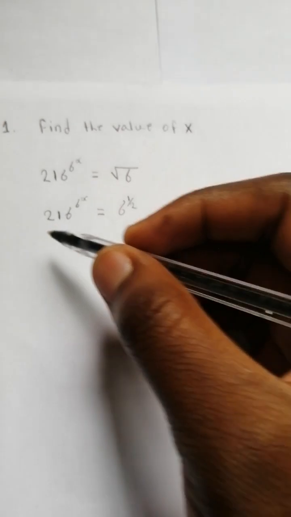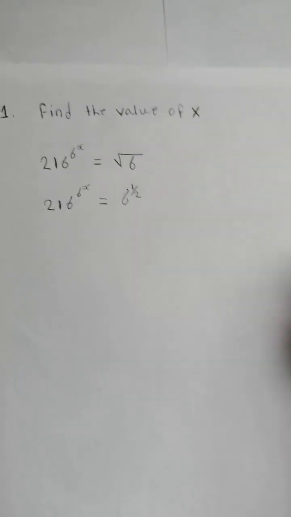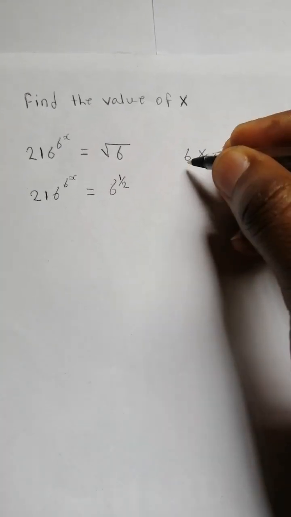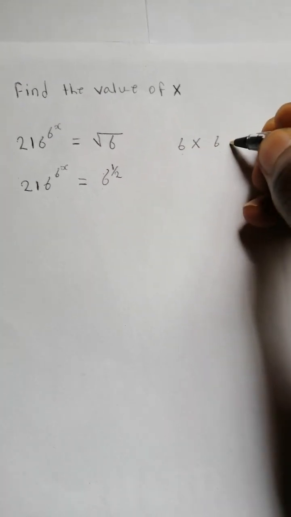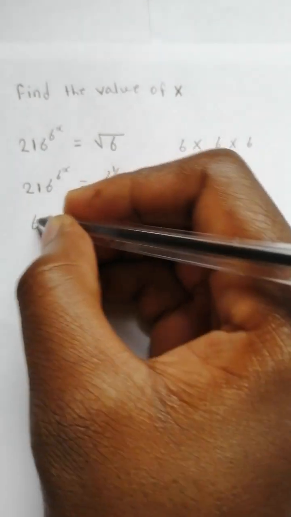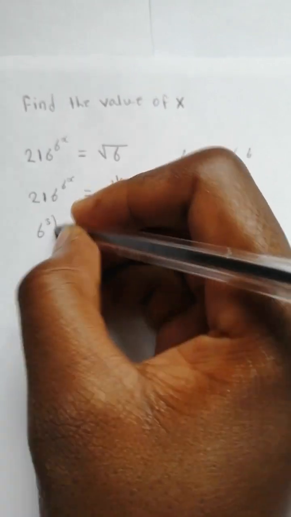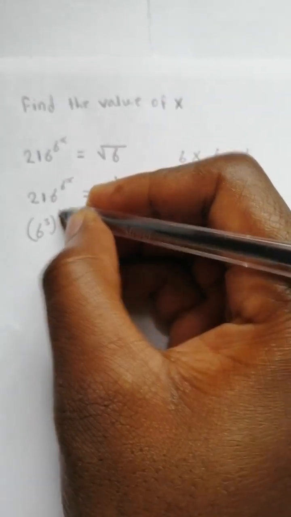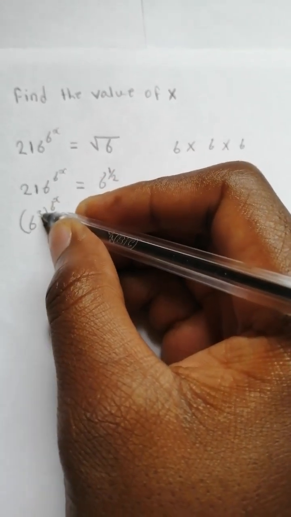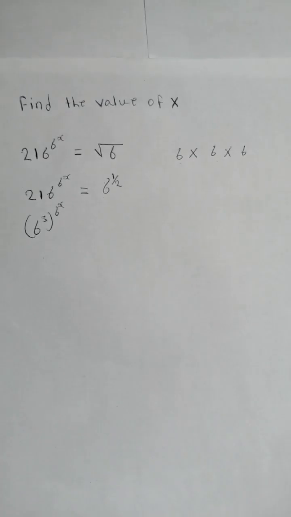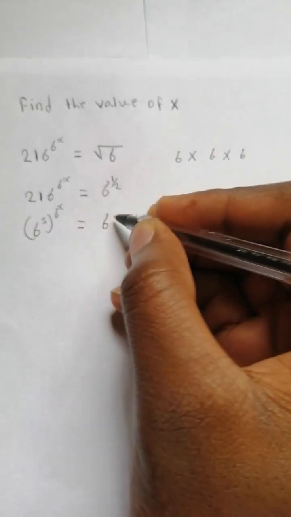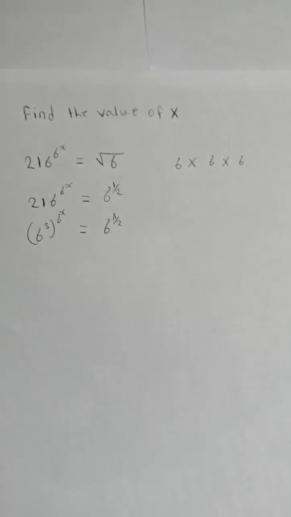So here notice that 6 can go into 216. So we have 6 multiplied by 6, that is 6 times 6, which is 36. 36 times 6, which is 216. So 216 can also be written as 6 to the power 3 like that, and then multiplied by 6 to the power x, like that, and then this should be equal to 6 raised to the power 1 over 2 like that.